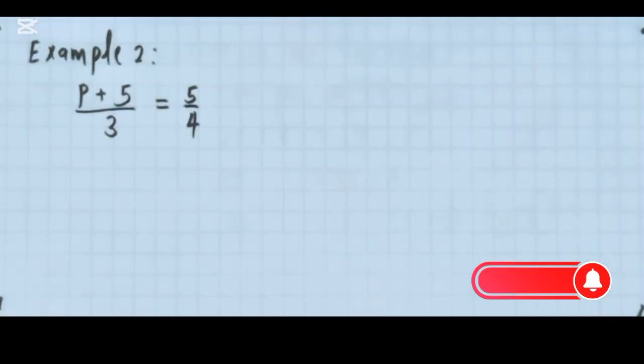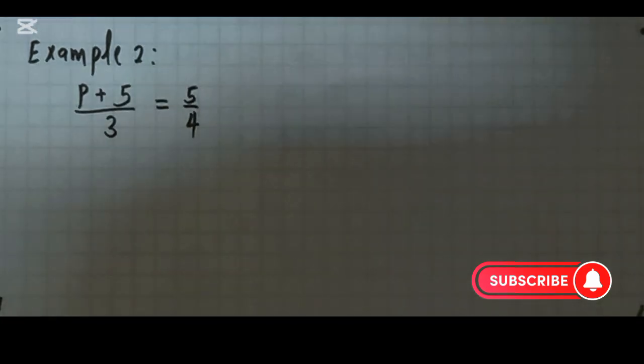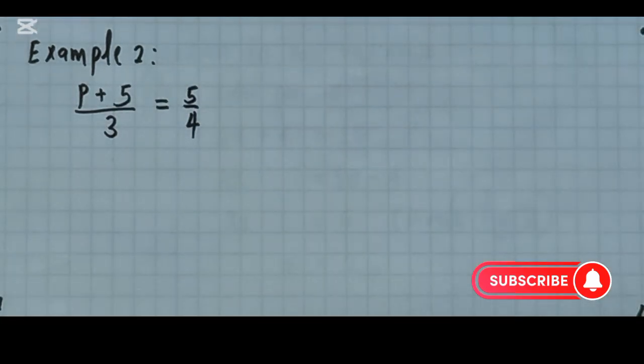For example 2, we're going to handle another problem. So basically, it is (p plus 5) all over 3 equals 5 all over 4. I want you to note, though, that we only have one unknown here, and that is p. P is the only unknown. Remember, we are solving linear equations that, at this particular stage, only involve one unknown. And so p, being the only unknown in this particular case, will be very easy to solve.